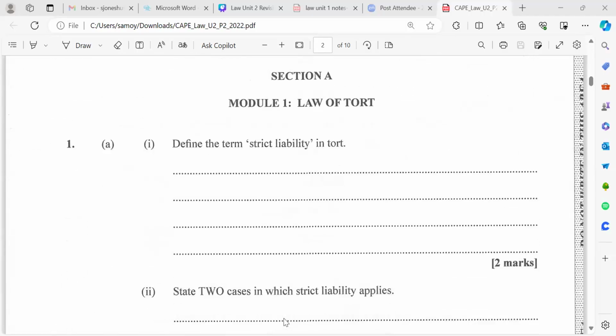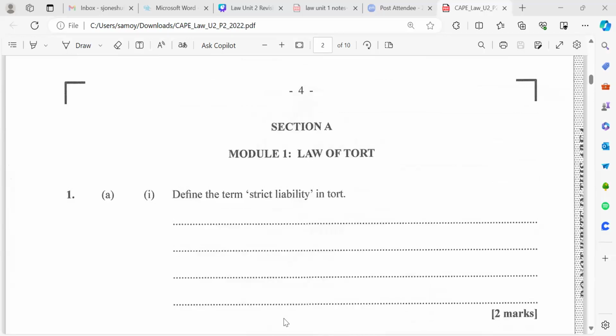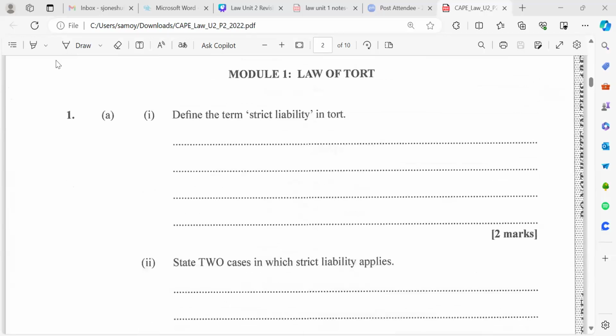All right, let's go through this paper quickly. We can do this in 10 minutes. What is strict liability? Define it for me. And I don't want a textbook answer. I need an answer that came from your brain. Not the liability that is strict.